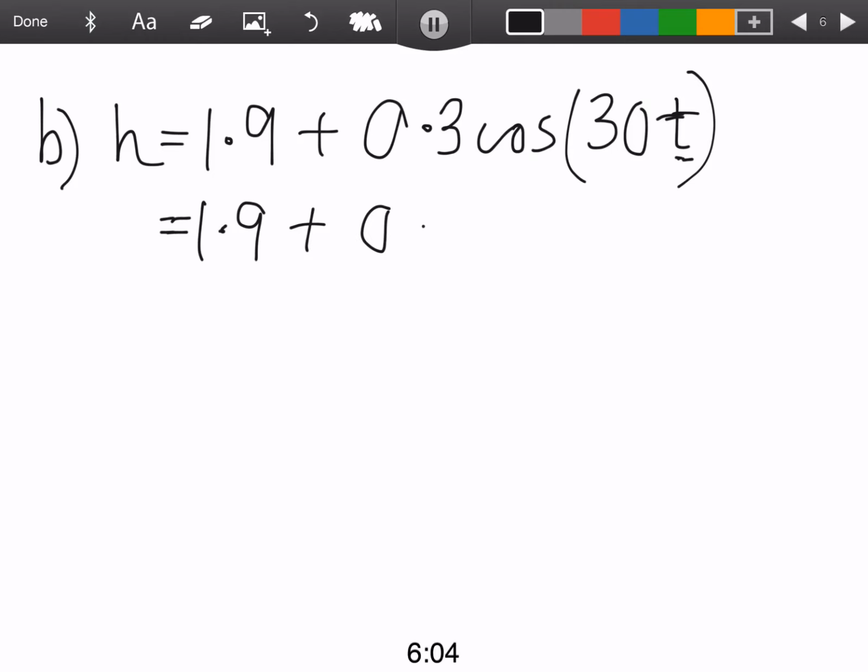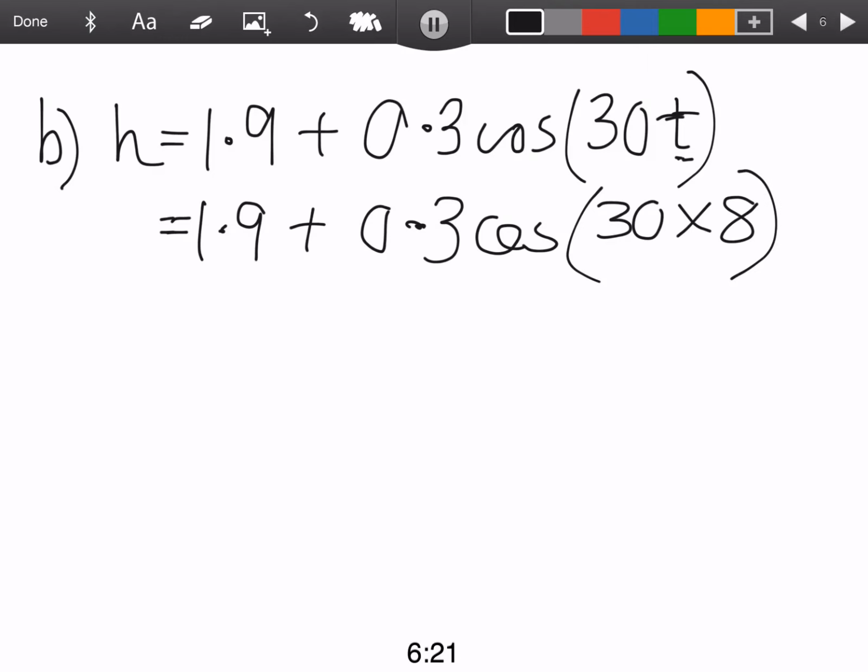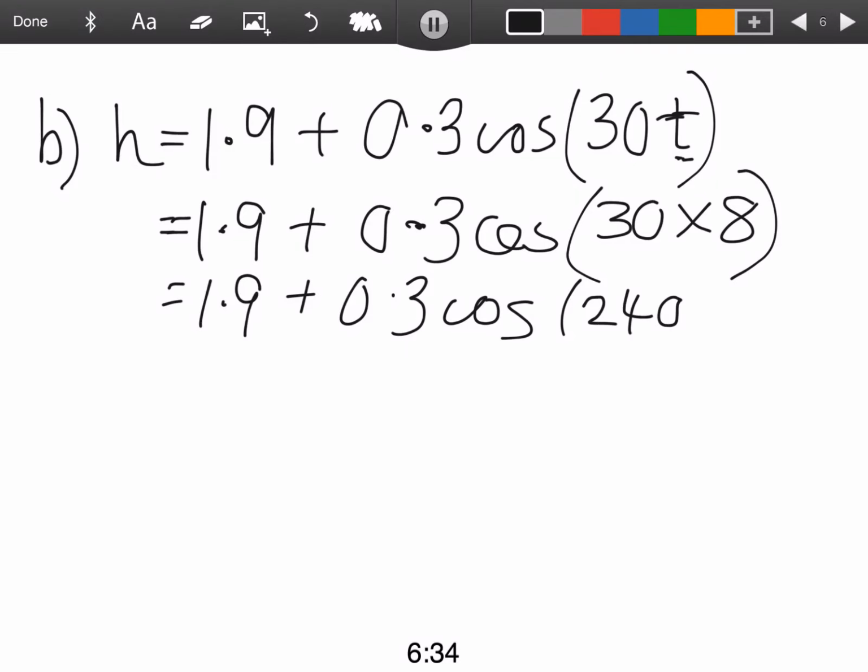So what we've actually got is 1.9 plus 0.3 cos 30, and we were replacing T by 8 because T is 8 seconds. What's that 30 doing with the letter T? It's multiplying by the letter T, so it's multiplied by 8. So really what we've got is 1.9 plus 0.3 cos of 30 times 8. 3 8s are 24, so 30 times 8 is 240.